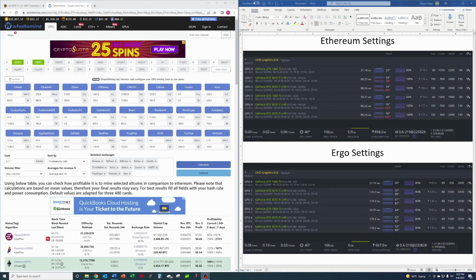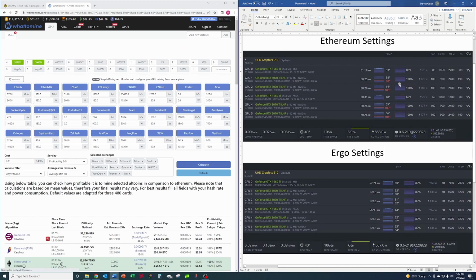All right, you guys, so I'm over at my computer. I've got WhatToMine open, and I've got some screen caps of my Ethereum settings on this rig and my current Ergo settings that are running right now. So I just want to go a little bit over the methodology of why I wanted to switch over to Ergo and why I picked Ergo itself.